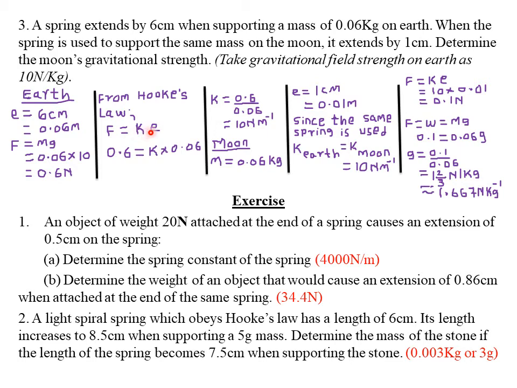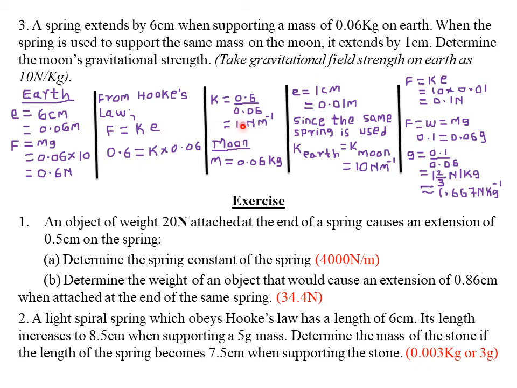So the force is equal to Ke. My force is 0.6 Newton. Then the extension is 0.06 meter. If I make K the subject of the formula, I divide both sides by 0.06. The 0.06 and the 0.06 cancel out, so that I remain with K equal to 0.6 divided by 0.06. You perform this calculation either using a calculator or by simple arithmetic or simple cancellation. You'll obtain your K as 10 Newton per meter.